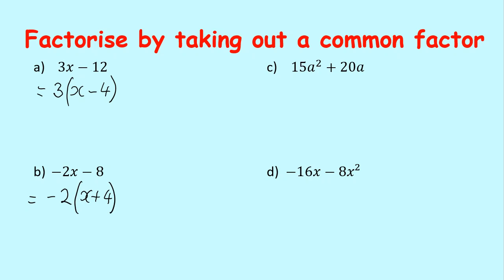For example C, we can see that the common factor of 15a squared and 20a is 5a. And once we take out the 5a, we will get 5a bracket 3a plus 4 bracket. For example D, we can see that the common factor for both negative 16x and negative 8x squared is negative 8x. And once we take out the negative 8x, we get negative 8x bracket 2 plus x.